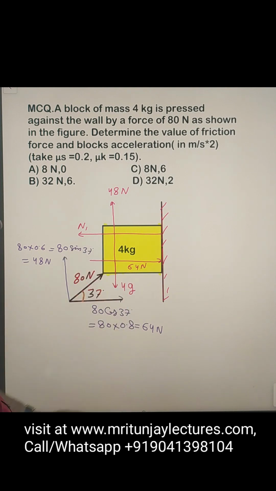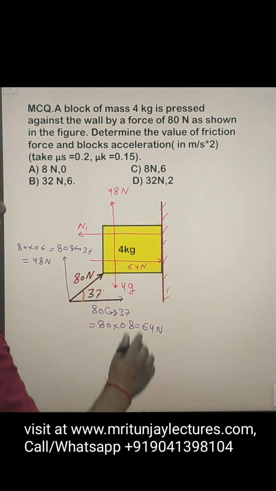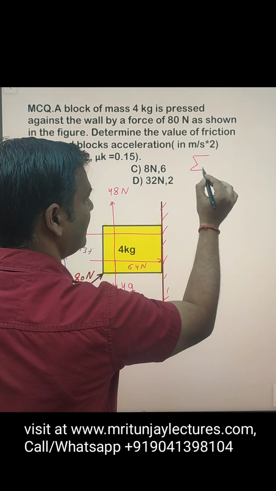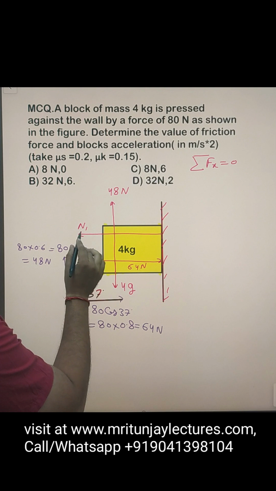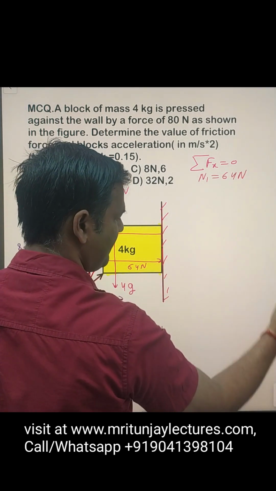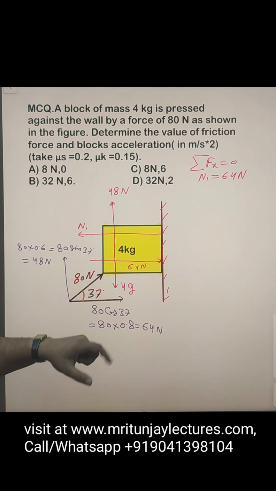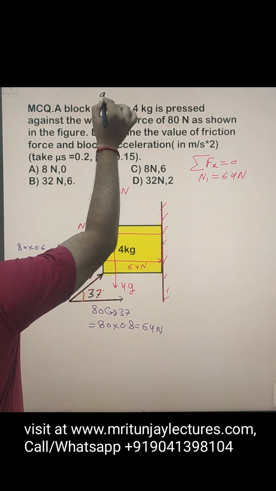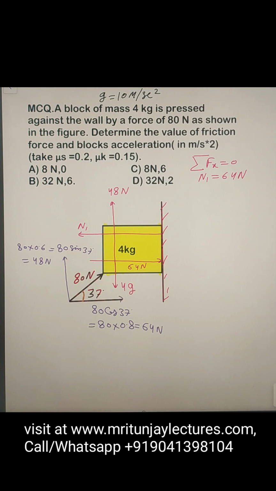But here there is a wall, so this block is not moving along the x-axis, so you can say that net force in the x direction is 0. So N1 will be equal to 64 Newton. Clear? After that, here 48 Newton and here 4g. For simplicity, g has been taken as 10 meter per second square.